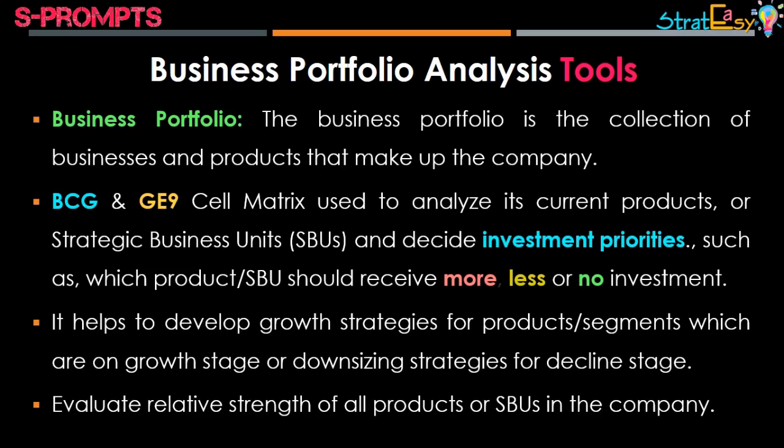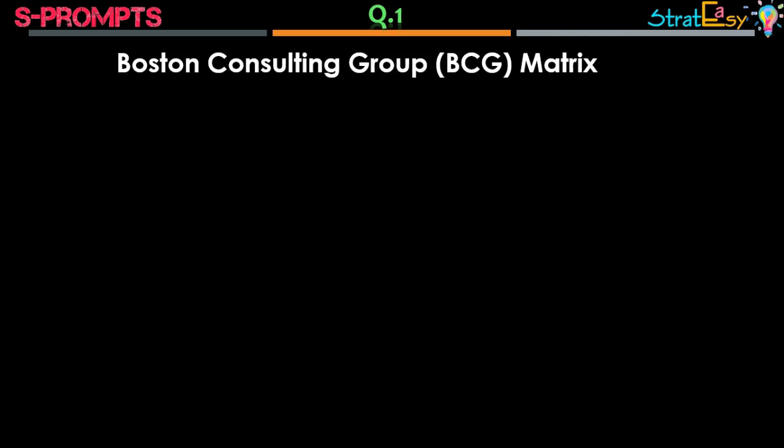So the BCG and GE nine cell matrix are used by business organizations to analyze their current products, segments, or strategic business units and decide investing priorities. That is, which product or SBU should receive more, less, or no investment, based on which organizations can develop growth strategies for products or segments in the growth stage, or downsizing strategies for products in the declining stage. This will also help organizations evaluate the relative strength of all the products or SBUs in the company.